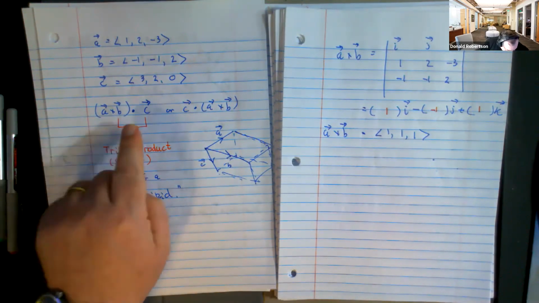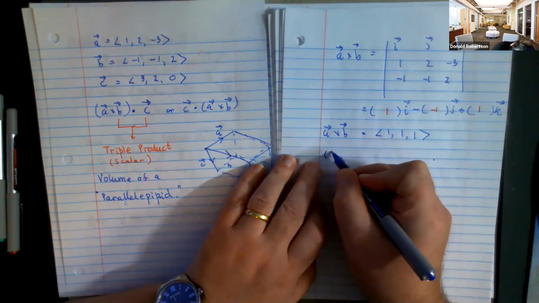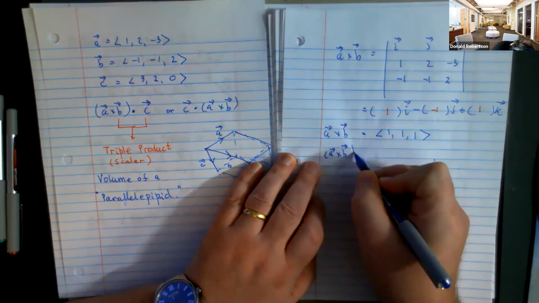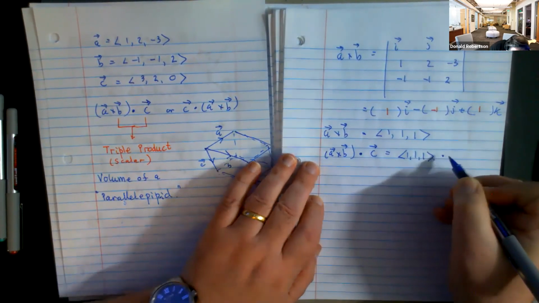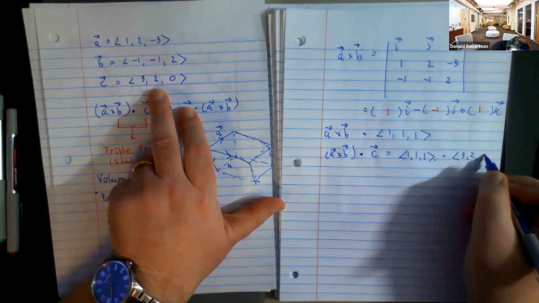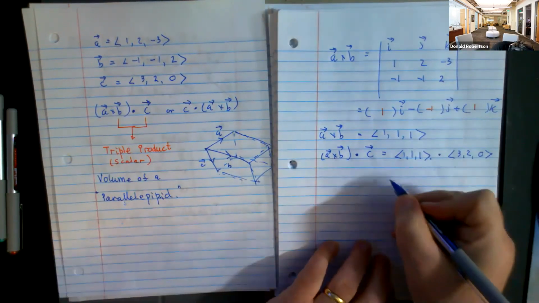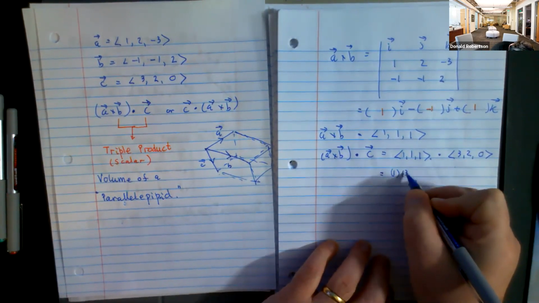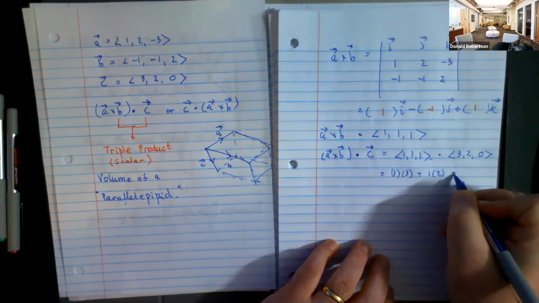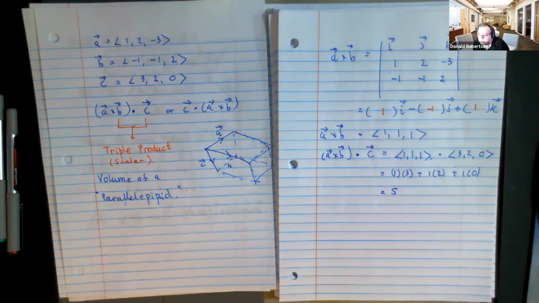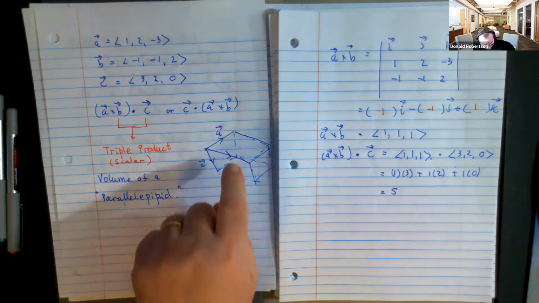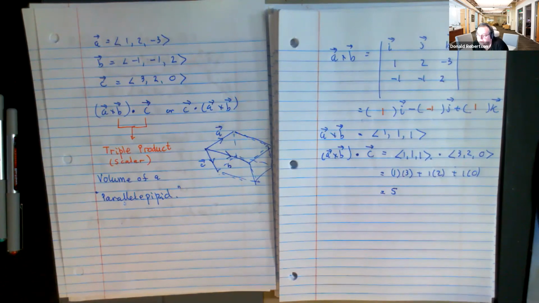Okay, now dot product with it. So cross product dot C is going to be 1, 1, 1 dot 3, 2, 0. In this case, you get 1 times 3 plus 1 times 2 plus 1 times 0. And the answer I get is 5. So far, so good. So the volume of this is 5 cubic units, whatever the units happen to be in.